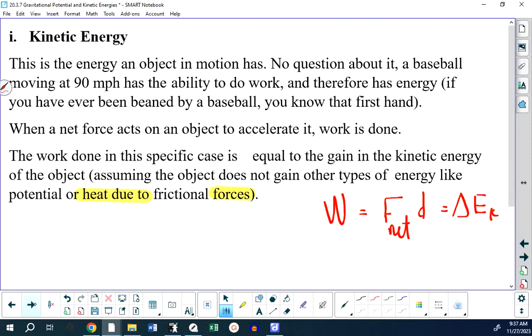So we have kinetic energy, and I know this is going to be important for later, that it's the net force times the displacement which gives you the change in the kinetic energy.